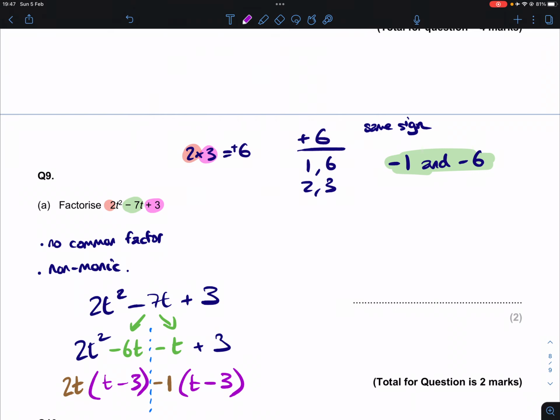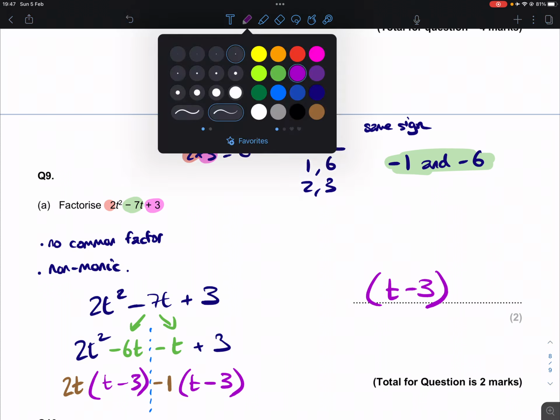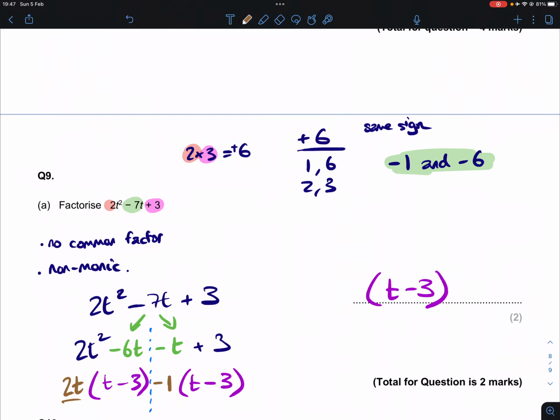From there, we then technically out of these two take t minus 3 out as a common factor, or in other words, that is one of our answer brackets. And the two highest common factors on the outside, this 2t minus 1, make up the other bracket. Done.